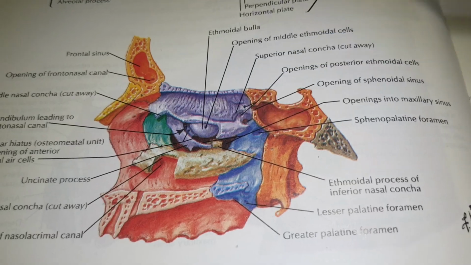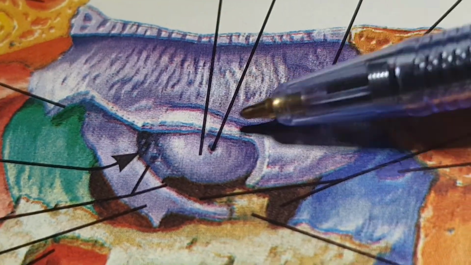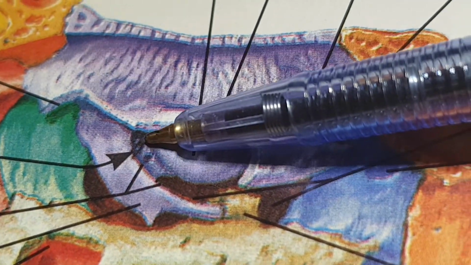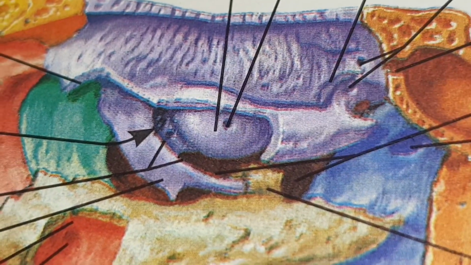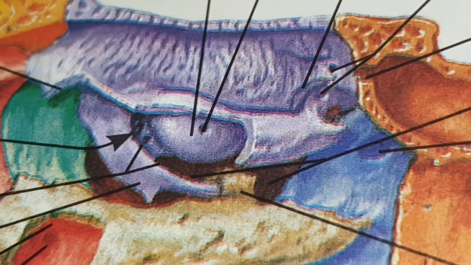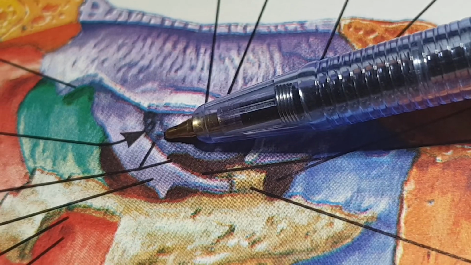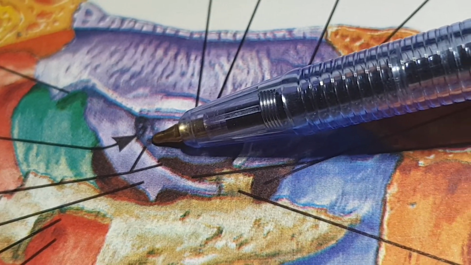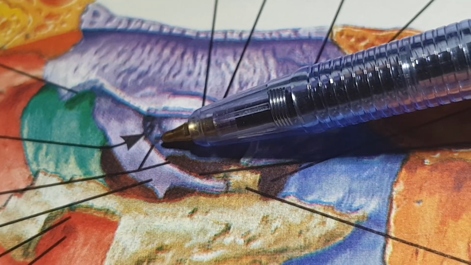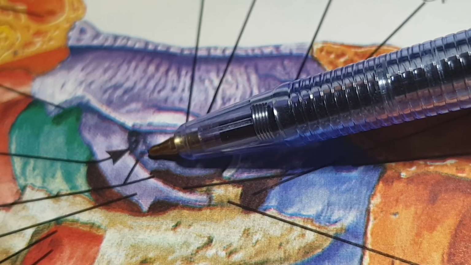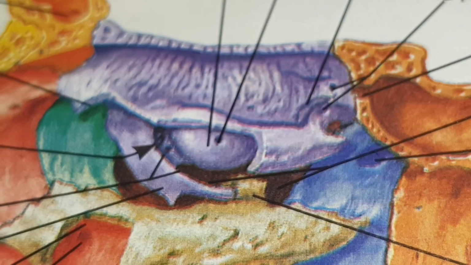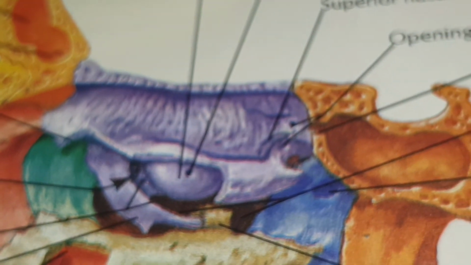So this arrow shows the opening of the frontal air sinus, this here, into the infundibulum of the hiatus semilunaris. Just behind the opening of the frontal air sinus you can see the opening of the anterior ethmoidal air cells. So it is also found in the infundibulum of the hiatus semilunaris.